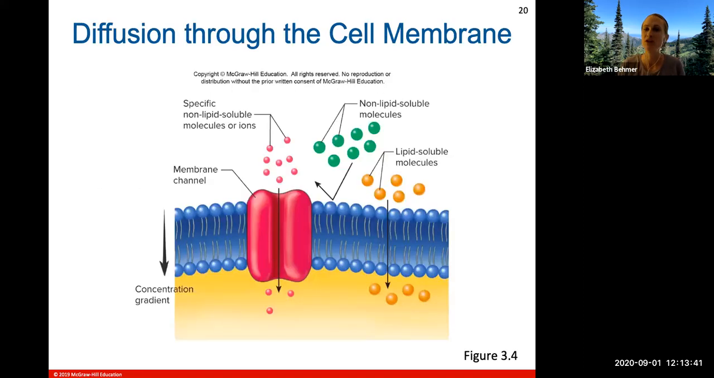So here's diffusion through a cell membrane. Here's the membrane channel, which is just an opening through the cell membrane. Non-lipid soluble molecules or ions can go through there. Non-lipid soluble molecules sometimes are unable to go through. Lipid soluble molecules are able to pass directly through because of the phospholipid bilayer. Only lipid soluble molecules will be able to get through.